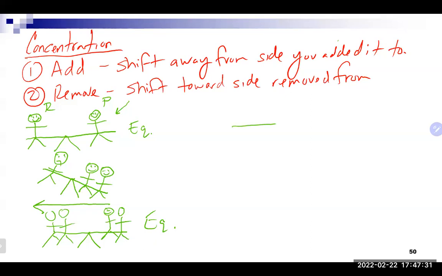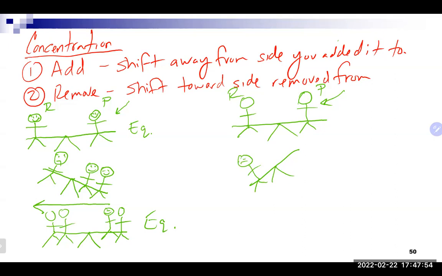Now, if we have the same equilibrium we started with, again, the guy on the right is our products and the guy on the left is our reactants. Let's just say this guy over here hops off. When he hops off, this is what's going to happen. In this particular case, to fix this, we need to put more people on the right-hand side. So we remove from the right-hand side, and the equilibrium will shift towards the side we removed it from. And once again, it will come back to equilibrium.